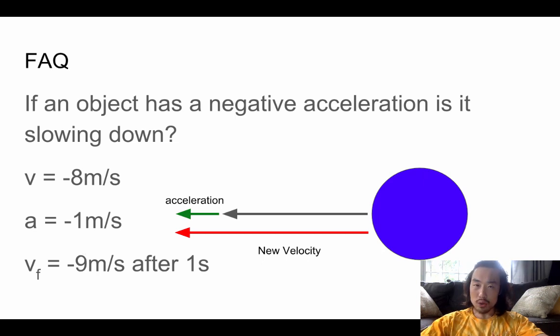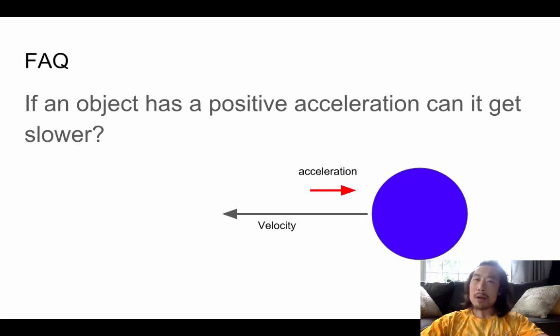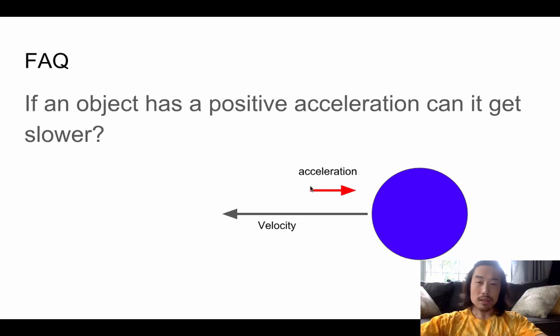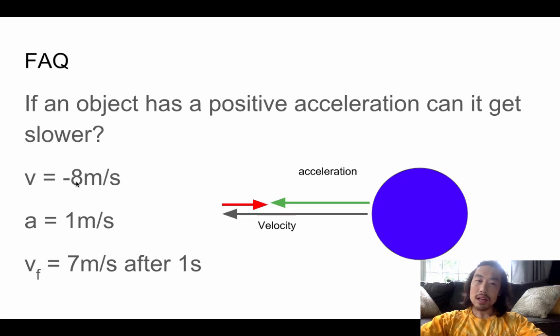Now with that question, I usually get the next question. If an object has a positive acceleration, can it get slower? All right, so here in this picture, we have an object with a positive acceleration in red. It's pointing to the right, it's positive, but this object has a negative velocity. So in this case, the velocity is negative, yet the acceleration is positive. Normally, we associate positive with things that maybe speed up or increase, but not in this case. Because the velocity has a negative sign and the acceleration has a positive sign, they go against each other. And when things go against each other, it shrinks down.